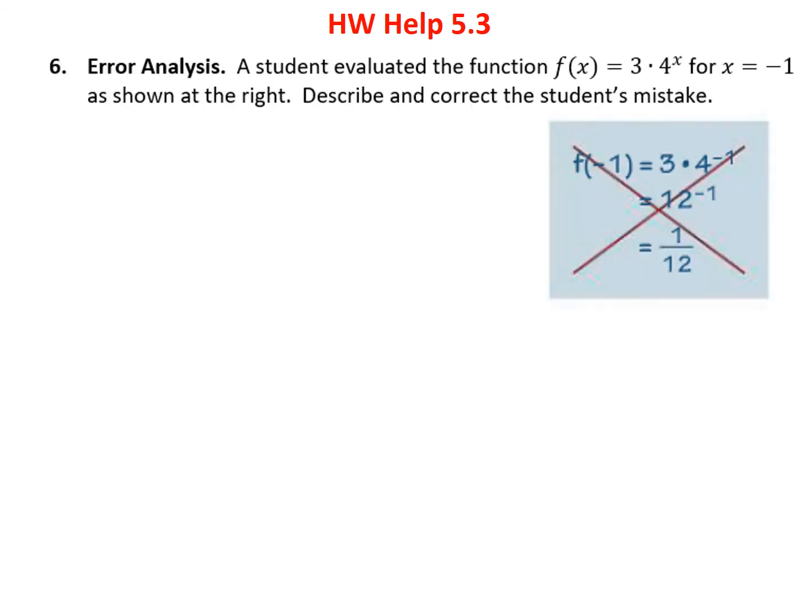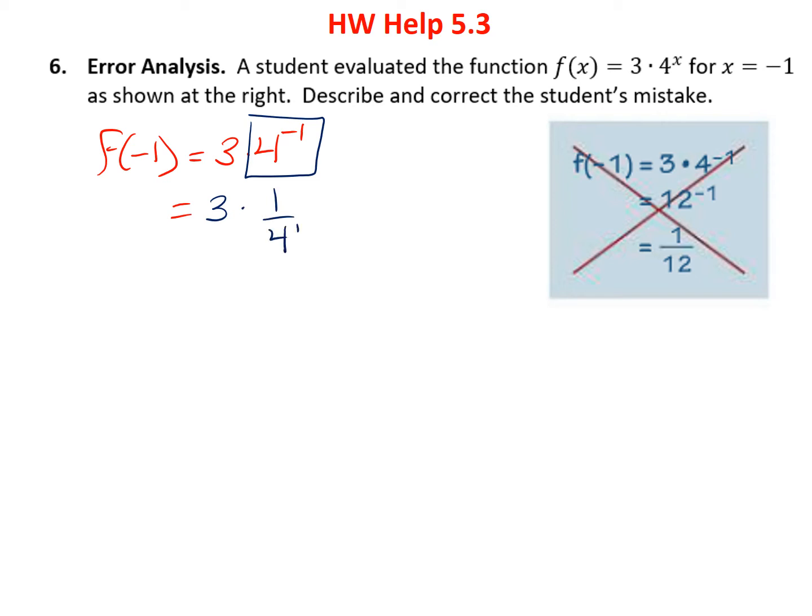Problem 6 says to evaluate the error. A student evaluated the function f of x equals 3 times 4 to the x for x equals minus 1 as shown at right. Correct his error. So let me just start off by doing it as I would do it and see where we go wrong. First of all, I want to find f of minus 1. So I plug in minus 1 for x. Now the next thing I notice is that I need to take care of this negative 1. So I make this 3 times 1 over 4 to the 1.